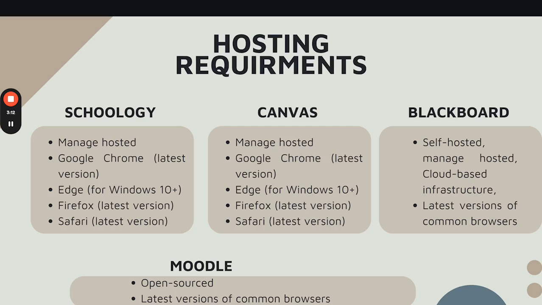In terms of hosting requirements, Schoology and Canvas are both managed hosted using all of the latest browsers, whereas Blackboard is self-hosted, managed hosted, and cloud-based, so you have a lot of different options with it. Whereas Moodle is all open source, so if you have more tech-savvy users, you'll have a lot more options.